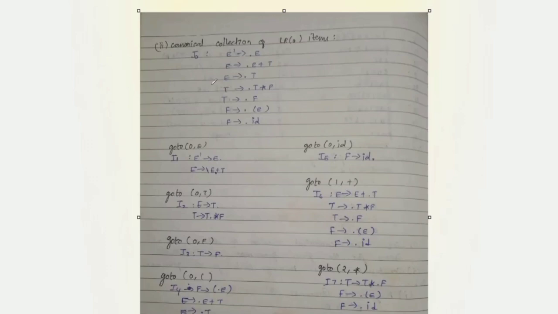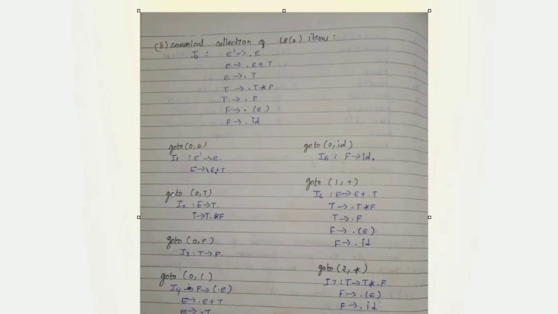From here we compute the transitions: goto I0 on E, then I0 on T, I0 on F, I0 on open bracket, I0 on ID. Consider item number 0 and write the goto transition. For goto of item number 0 on capital E, we move the dot. You will get the production E dash tends to E dot. Then one more production we have is E tends to E dot plus T. Here you write E tends to E dot plus T. It is considered as item number 1.